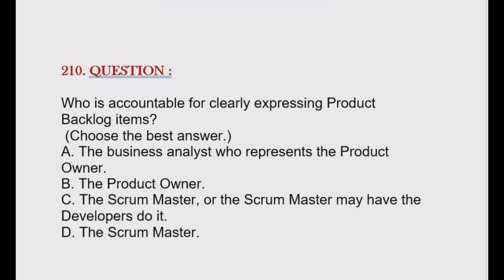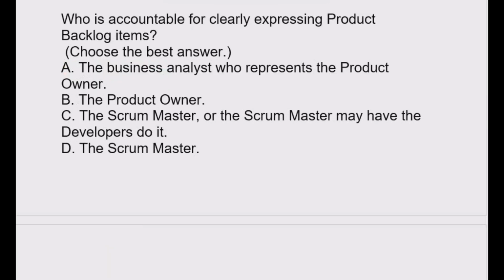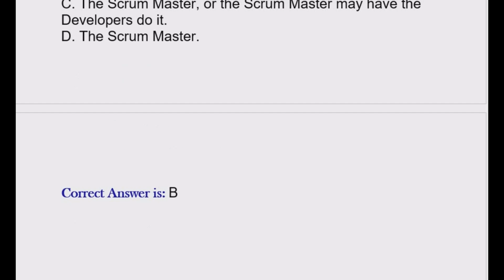Question is, who is accountable for clearly expressing product backlog items? Option A, the business analyst who represents the product owner. Option B, the product owner. Option C, the Scrum Master or the Scrum Master may have the developers do it. Option D, the Scrum Master. Correct answer is option B.